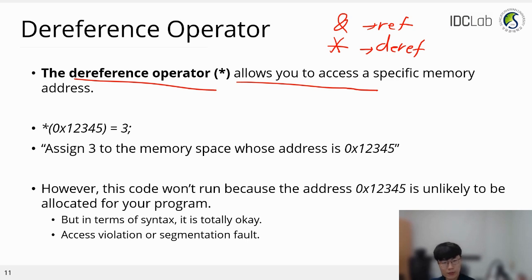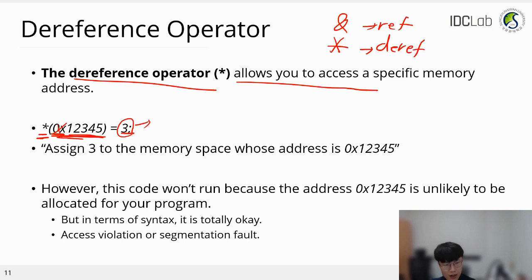So here's an example. Star 0x12345 assign 3. So 3 is the number, just a constant, so we are not interested in the constant. And we have the memory address. 0x means that the following number is in hexadecimal, but it's not important because you can provide the memory address in decimal. And 12345 is the memory address that you want to access and store this number.